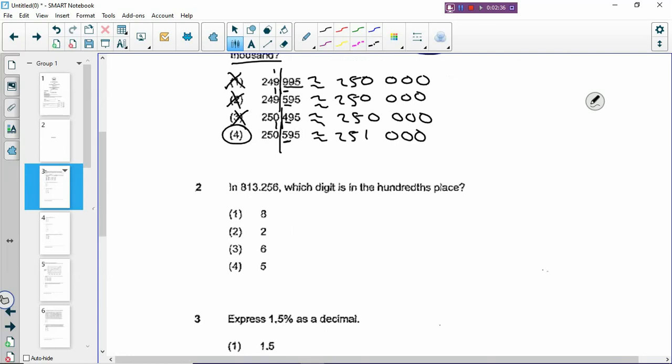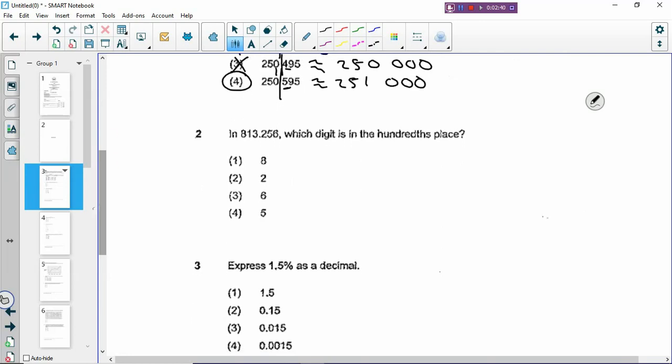Okay, number 2. Now, number 2 is decimal. So this is your P4. You're being tested on your P4 topic on decimal. You will need to know the place value. So 813.256. So what's the place value?